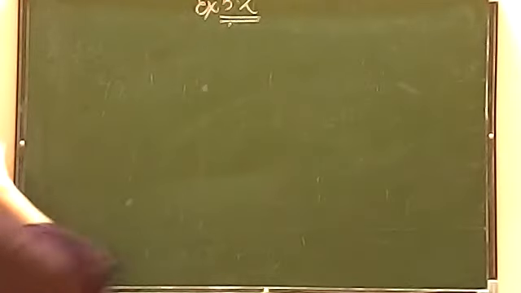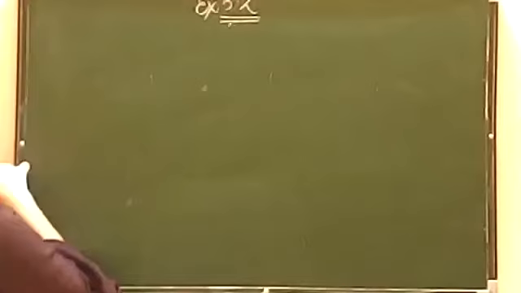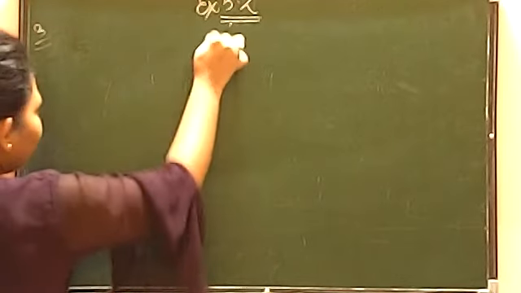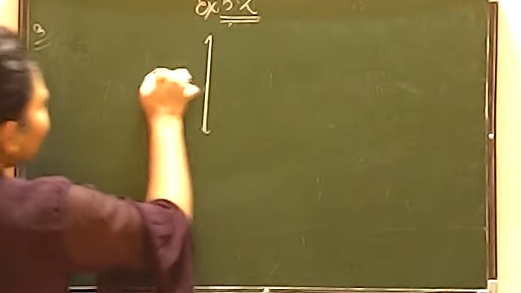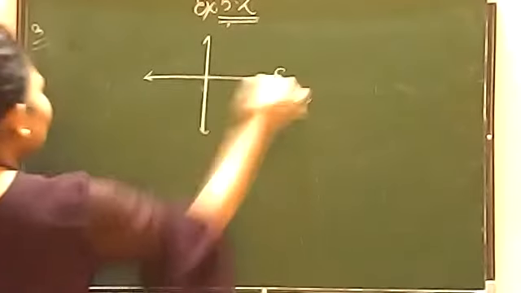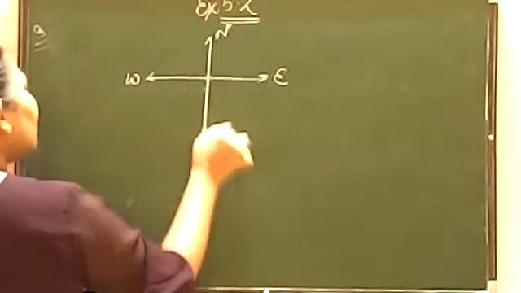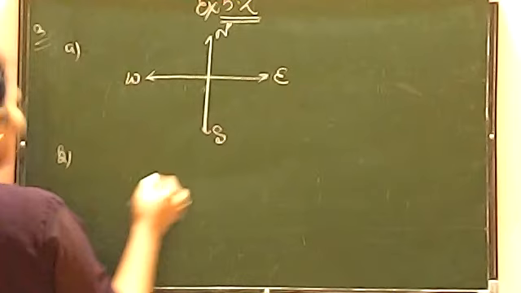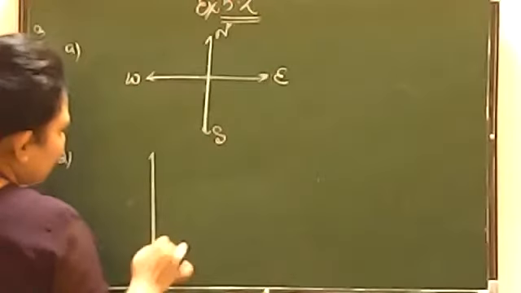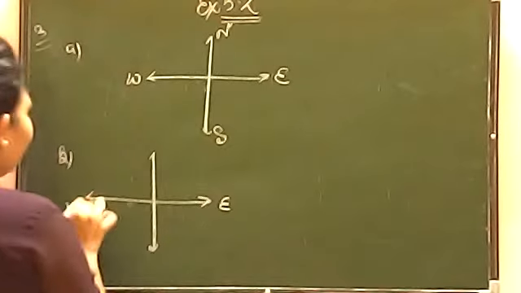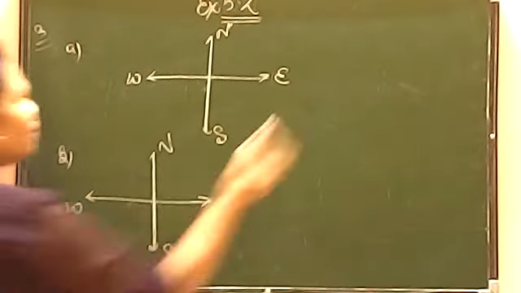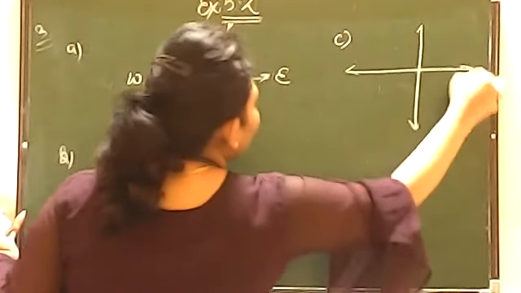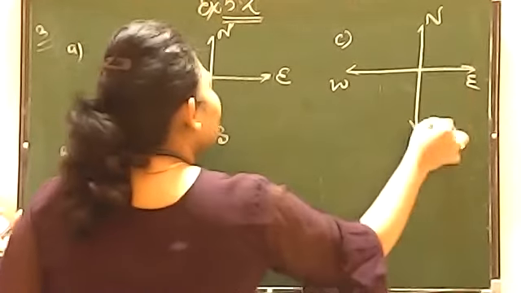Okay, so students, we are here on question number 3 right now. Question number 3 says that you have to do the questions related to direction. So I am going to draw the direction. Now this is east, west, north and south for the first question. Second question, again we will make the direction only: east, west, north and south. For question number C also I will make this: east, west, north and south.